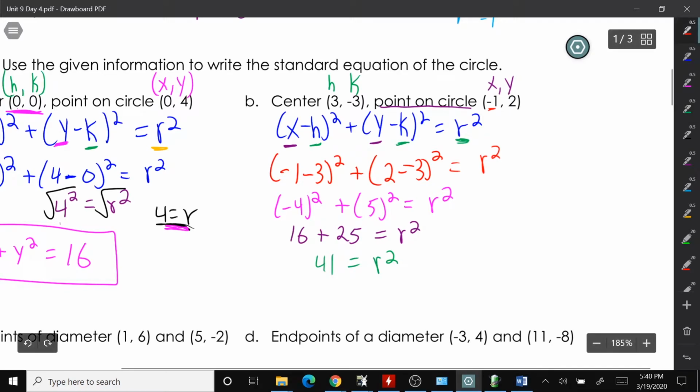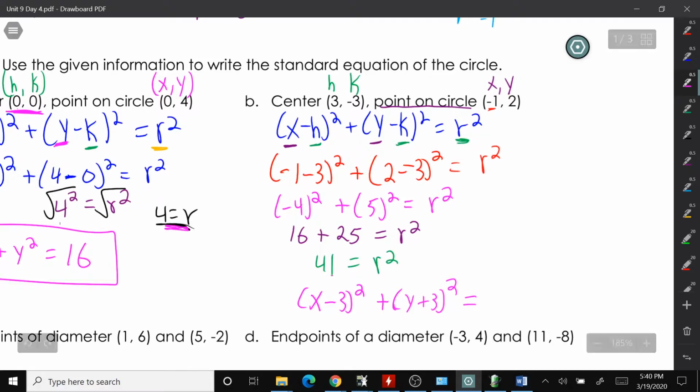So now I'm going to write my equation, (x minus h), so (x minus 3) squared, plus (y minus k), again k is -3, so it's going to be (y plus 3) squared, equals, in r squared, we've calculated that to be 41.